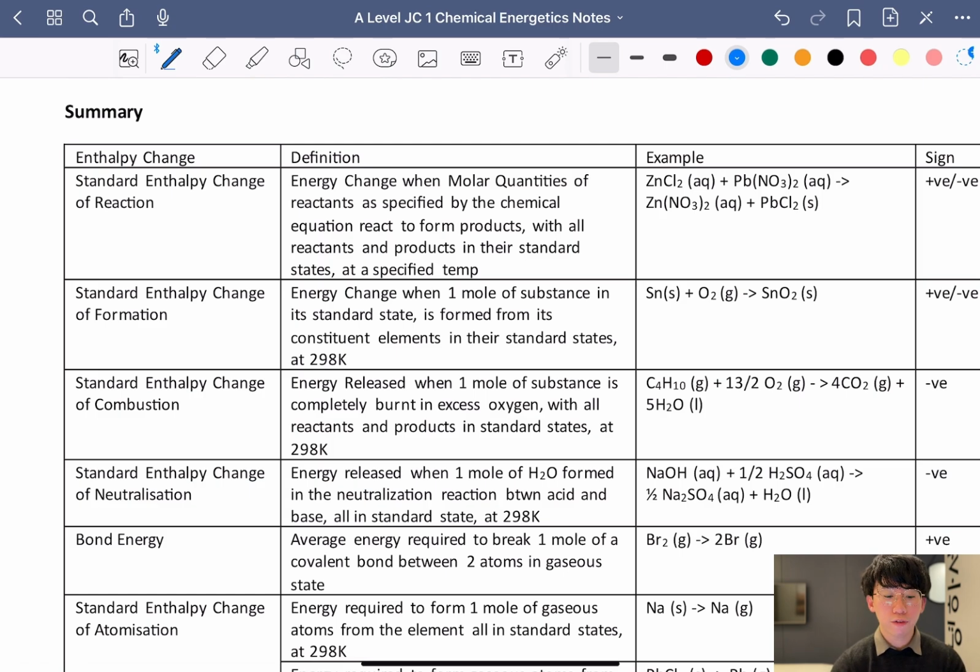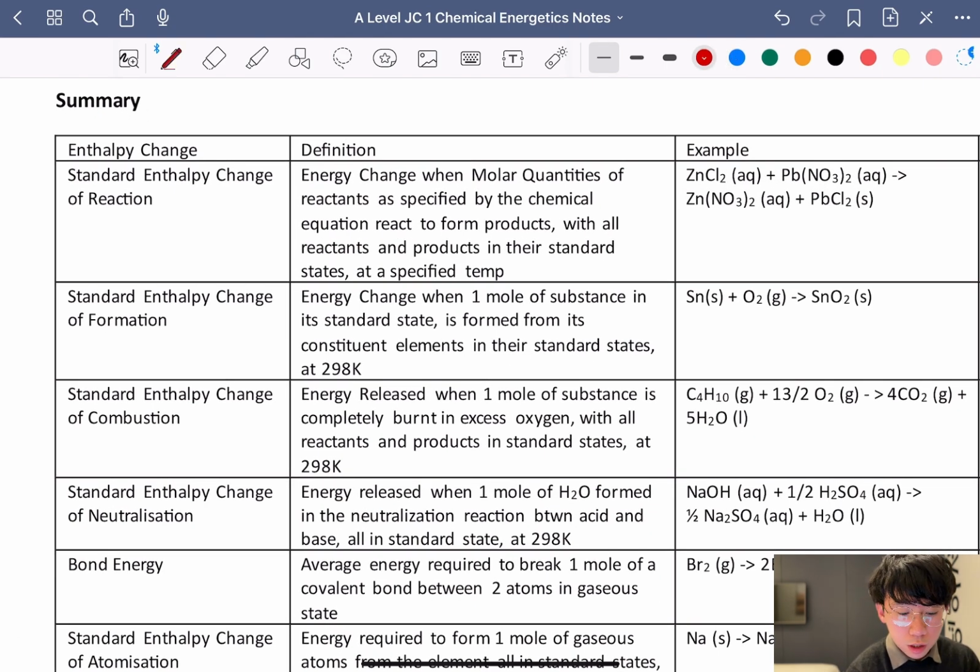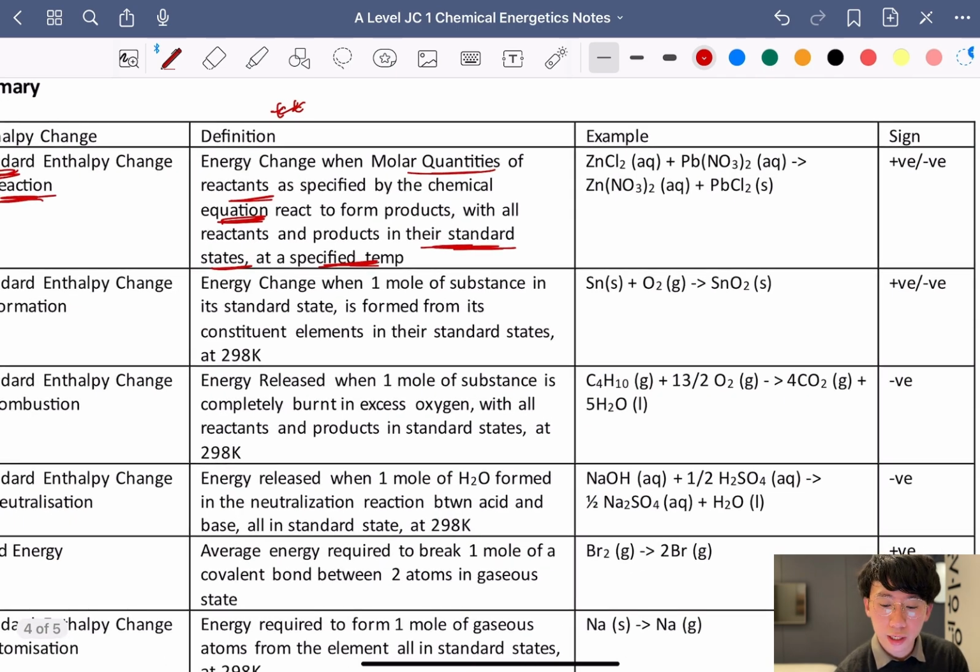So starting from the top, we have the standard enthalpy change of reaction. Of course, you need to memorize the definition. This is the energy change when molar quantities of your reactants react according to a specified equation, and this is in their standard states and the specified temperature, of course. Usually you have to add this at the end whenever they ask for a standard enthalpy change of anything. And on the right, I have examples of such enthalpy changes accordingly, and I show you what is the typical sign for such reactions itself. If it's positive or negative, that means the enthalpy change really depends on the specific reaction.